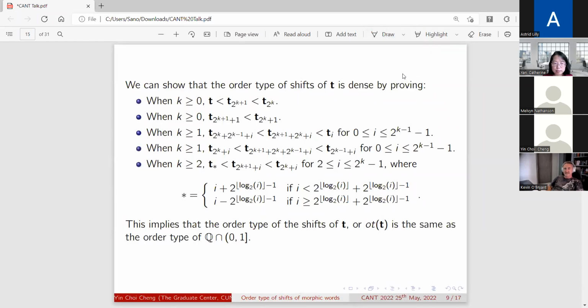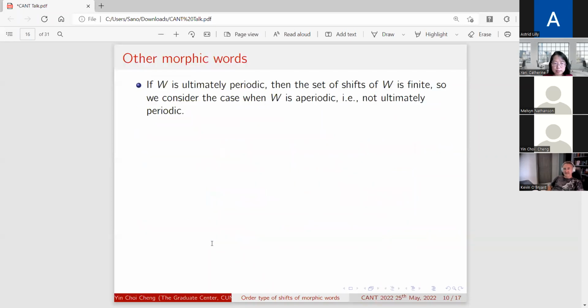So with that, this implies that the order type of shifts of the 2S word, or OT of T, is the same as the order type of the rationals intersecting the half open interval (0, 1], including 1, excluding 0. So we have one example done.